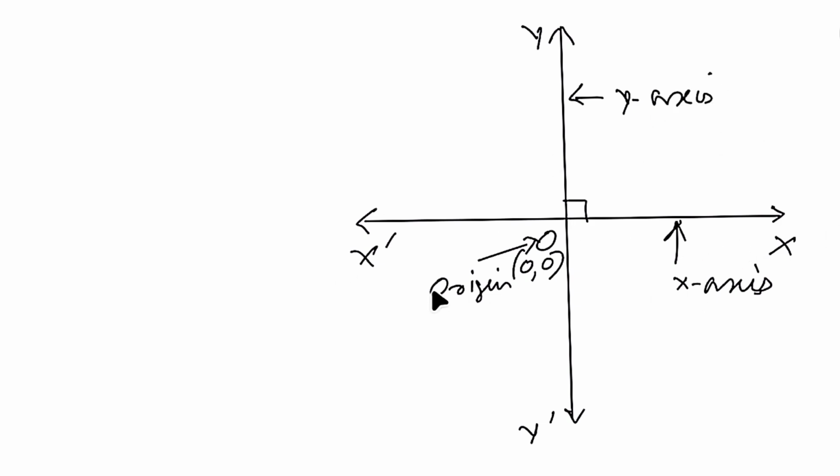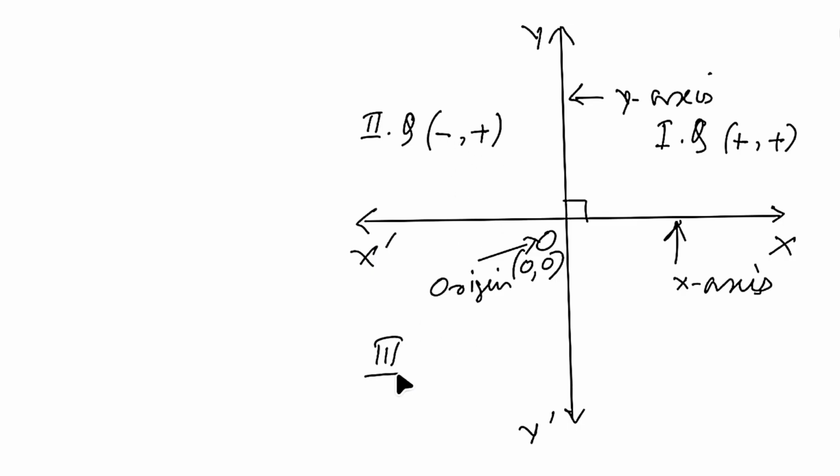Now this is the first quadrant. In the first quadrant, the sign of the point is always positive and positive. X is positive, y is also positive. This is the second quadrant: x is negative and y is positive. Always remember this. Third quadrant, x is negative, y is also negative. And in the fourth quadrant, x is positive, y is negative.